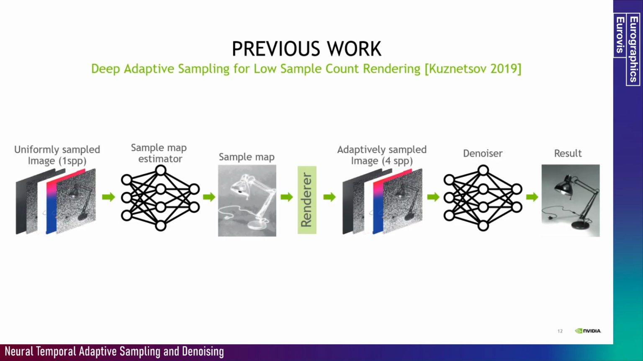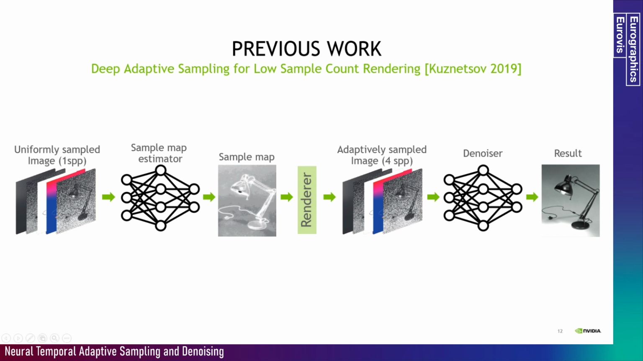And here we can draw some inspiration from previous work. So Kuznetsov et al. propose a method for performing adaptive sampling in the deep learning framework. So what they do is they uniformly sample an image first. They send the uniformly sampled image into a sample map estimator network that is responsible for generating a sample map or sample density map.